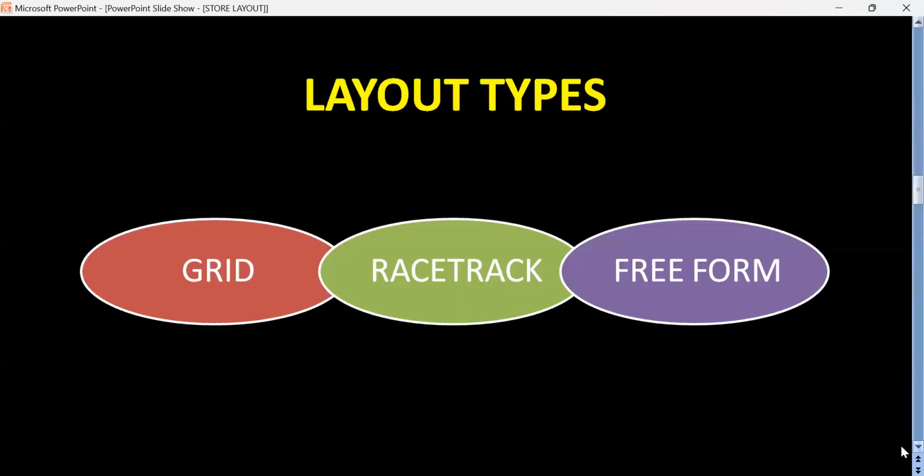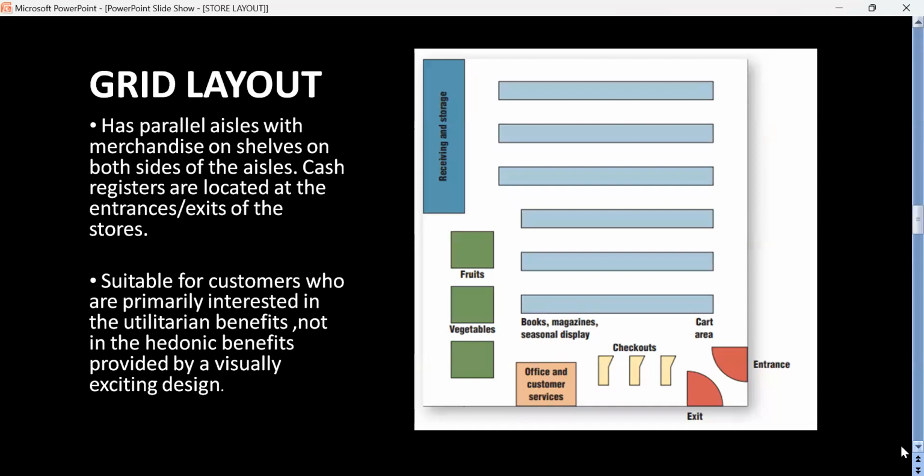So let's see the different types of layouts. There are three types of layouts generally used in store layout. One is grid, another is racetrack, and the third is the freeform layout type. First we'll see what a grid layout is. In a grid layout, as you can see, there are parallel cells where merchandise is kept on the cells, on both sides.